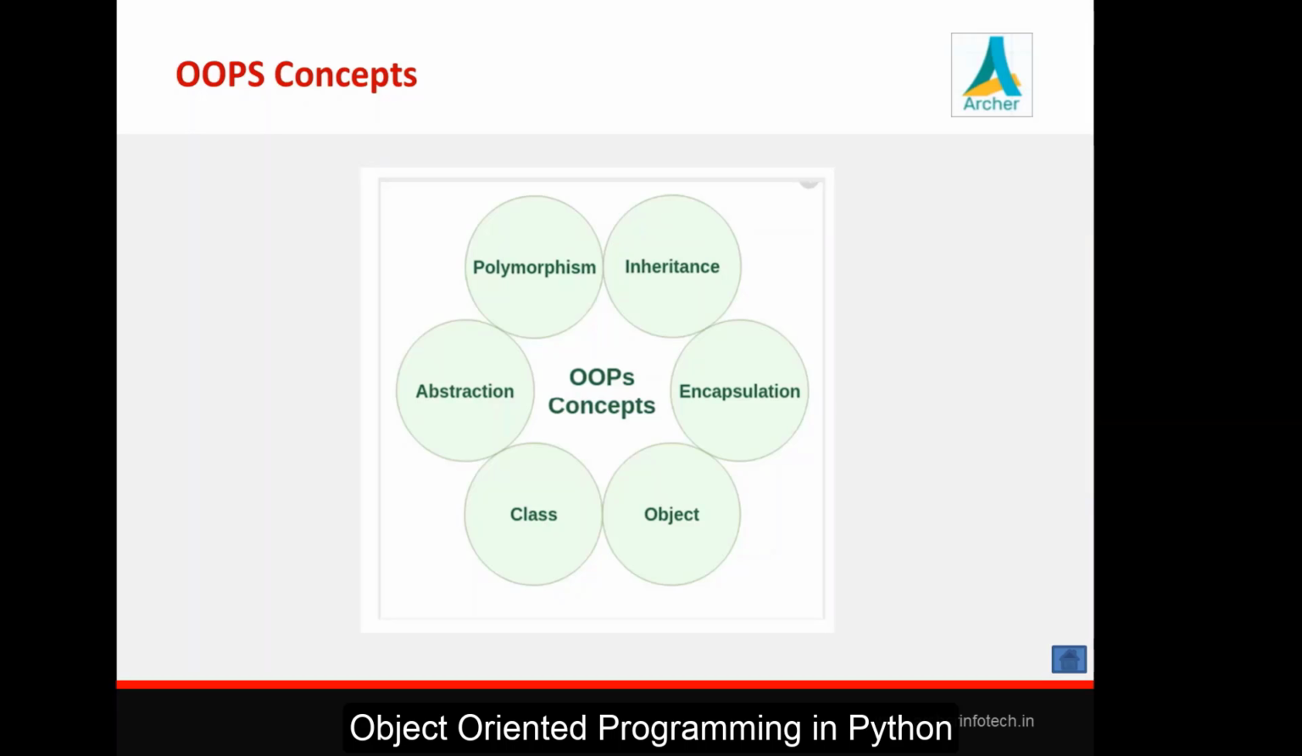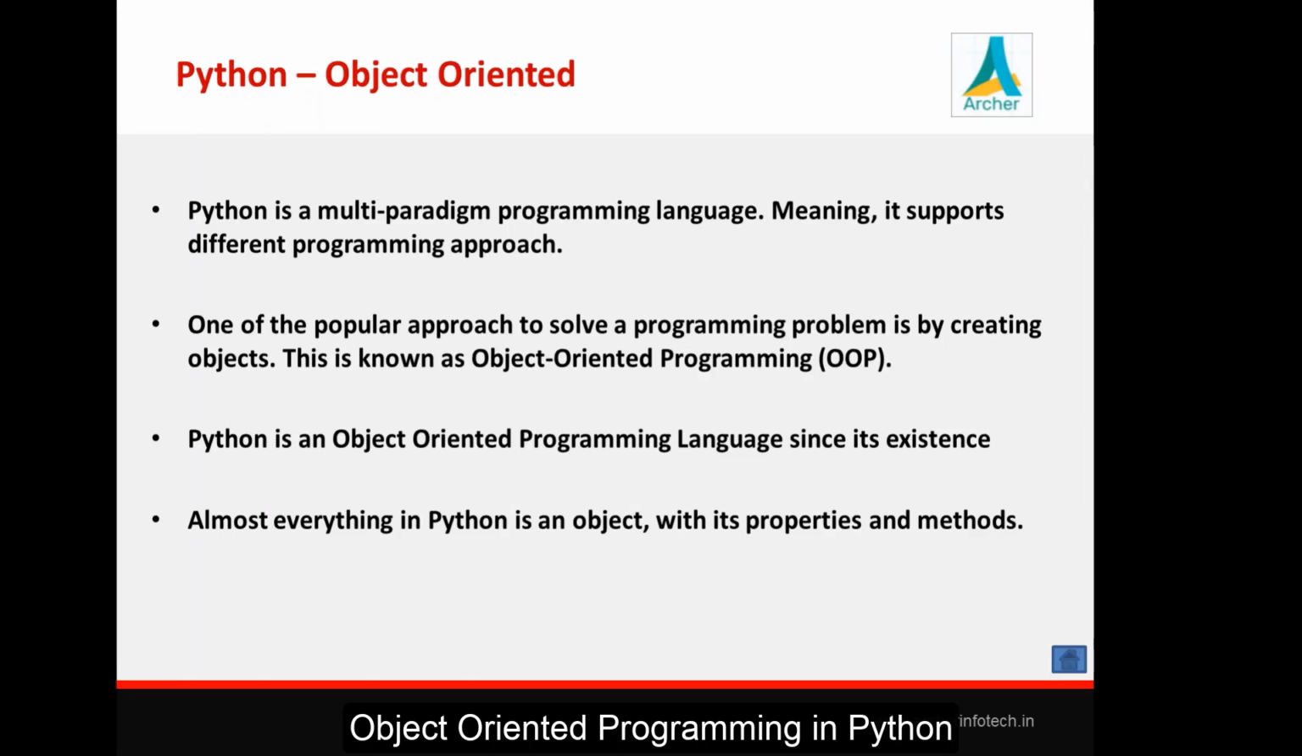encapsulation, polymorphism, etc. So in case of Python, we can see it like this, that Python is a multi-paradigm programming language. Means it supports different programming approaches. We have seen that we can define functions in Python and we can write our program like a procedural program. Okay, so this is another programming approach, object-oriented programming. Okay, so we'll see how we can define Python programs as an object-oriented program.